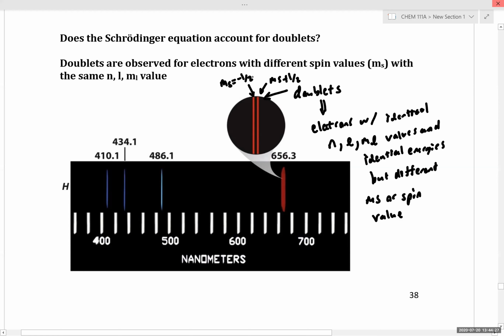That's why we see these doublets, because we have two unique electrons with two different spin quantum numbers. Does this make sense to everyone so far? This idea of the spin quantum number? All four of our quantum numbers are used to describe a unique electron. Different electrons have a different set of quantum numbers, and if they have the same energy but a different spin quantum number, we have two different electrons with that same energy. Any questions on this example? Does this make sense to everyone so far?